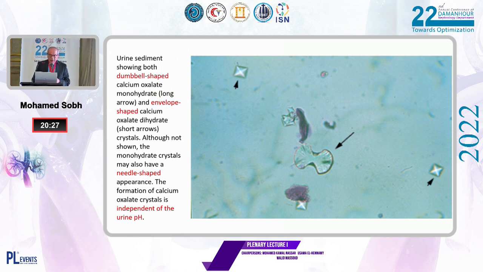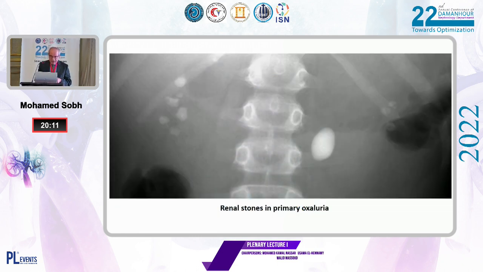As an example of some oxalate crystals, there is this dumbbell shape, this is monohydrate, this is the envelope shape, and there are other crystal forms. This is oxalate dihydrate. This is the calcium oxalate monohydrate. These are calcium oxalate monohydrate stones.